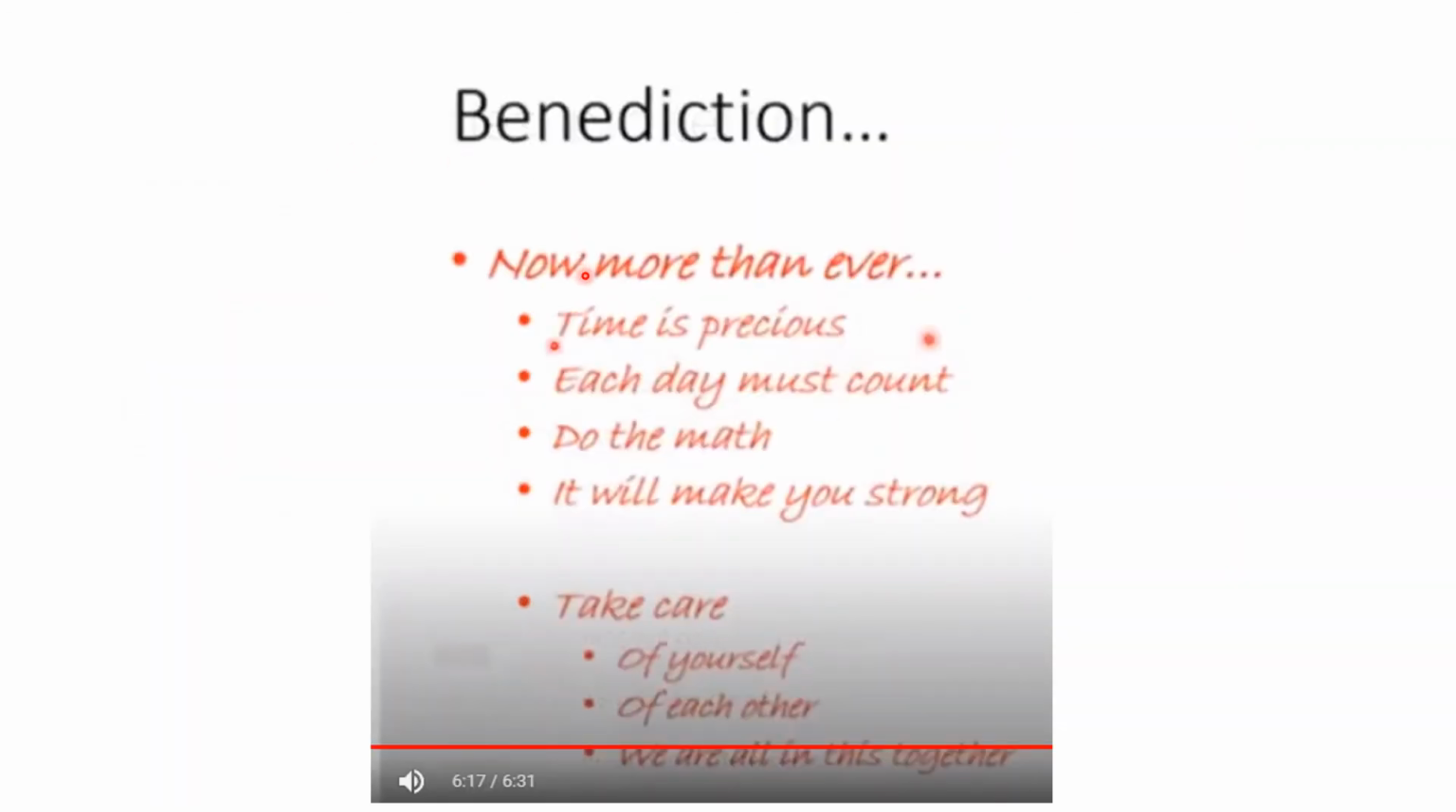In closing, now more than ever, time is precious. Each day must count. Do the math. It will make you strong. And now more than ever, take care of yourself. Self-care is important, and of each other, because we're all in this together.